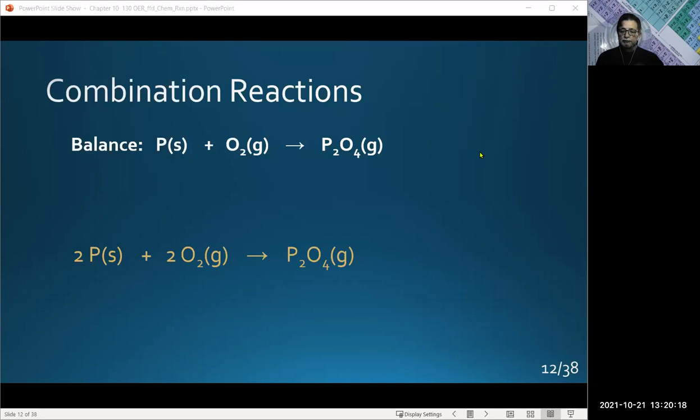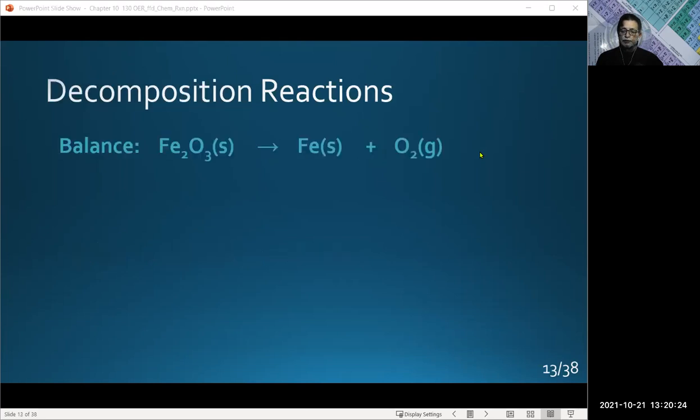So there's an example of a combination reaction, 2 elements coming together to form a compound. Now, decomposition reaction. If you go back to the table with the general reactions, you'll see you start off with a compound, you do something with it, and you generate the 2 elements. And so here, we have iron 3 oxide, AKA rust, FYI. That is decomposed back to the iron element and back to oxygen.